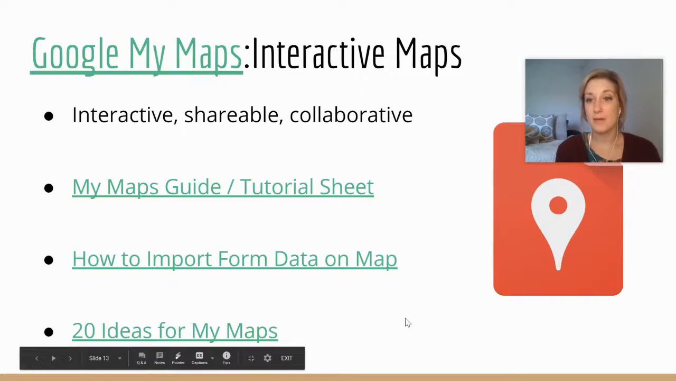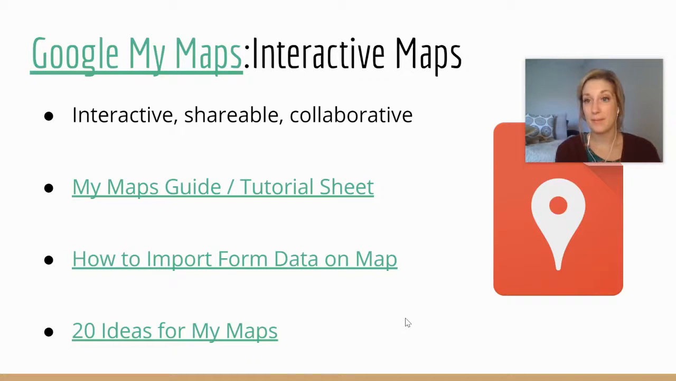So you can technically import anything from a spreadsheet into a My Map, and it will put those locations in the map if that's one of the columns in your spreadsheet. So that's kind of a quick way to do that.